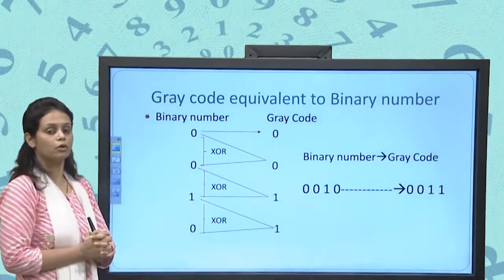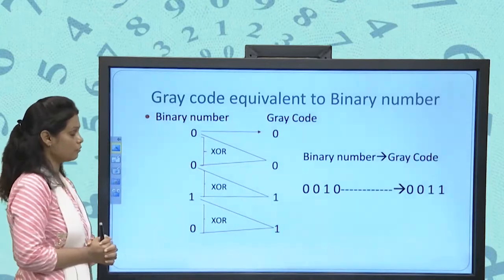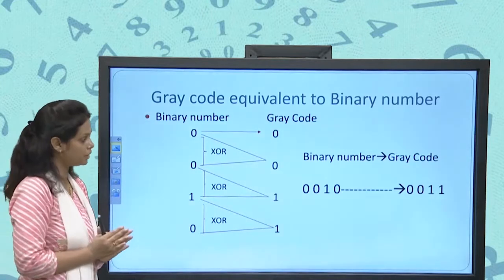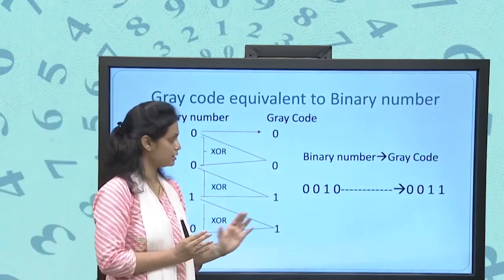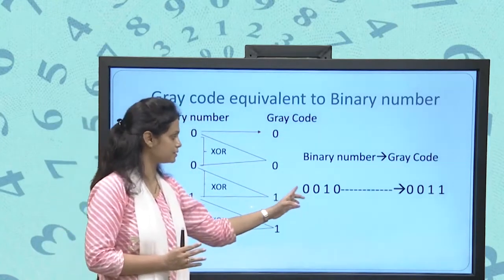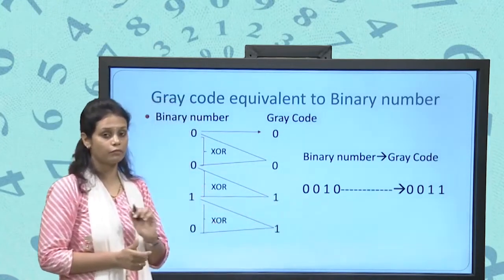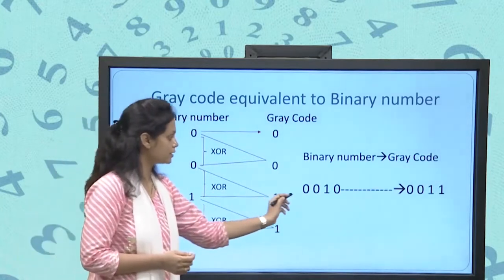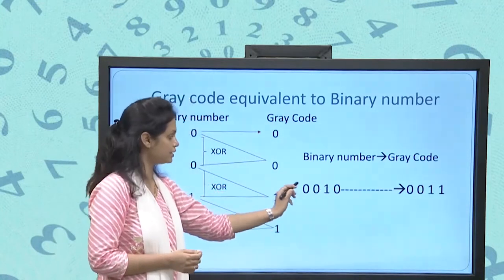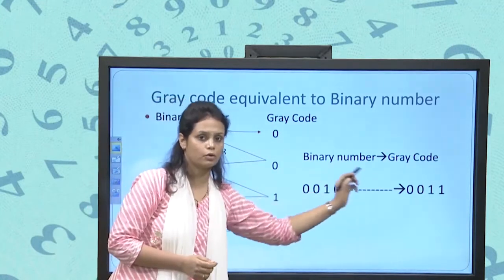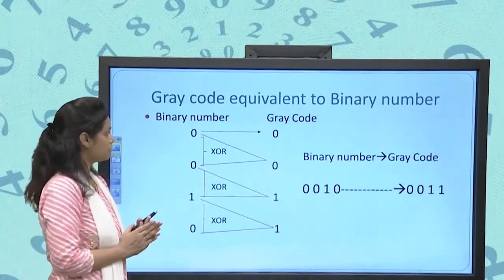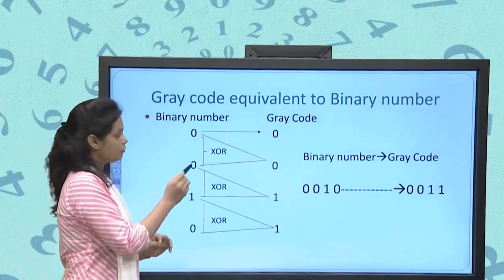I am repeating the whole procedure. We want to convert the binary number. First of all, what is the input? The input is one binary number, that is 0010. And what do we want to find? We want to convert this binary number to the gray code. So what we will do? First we will keep, what is the procedure?